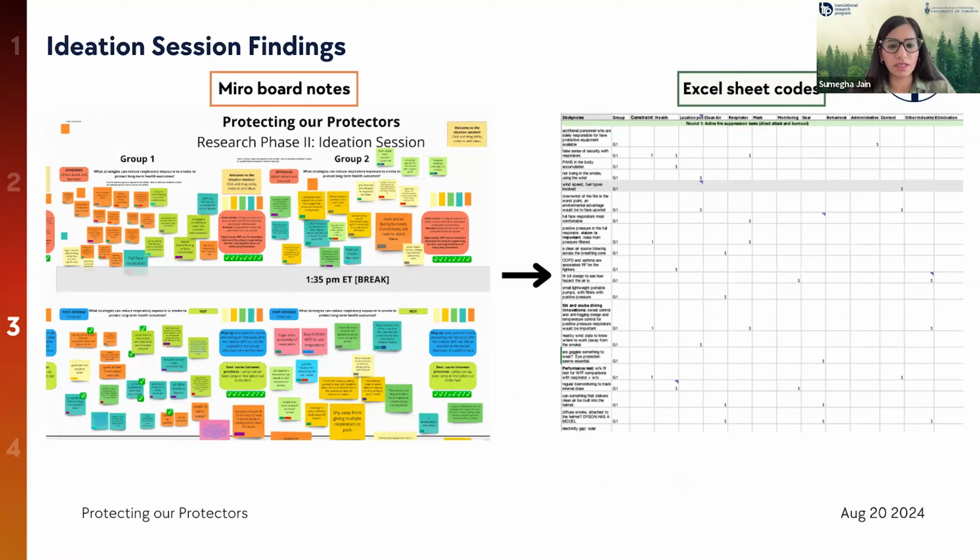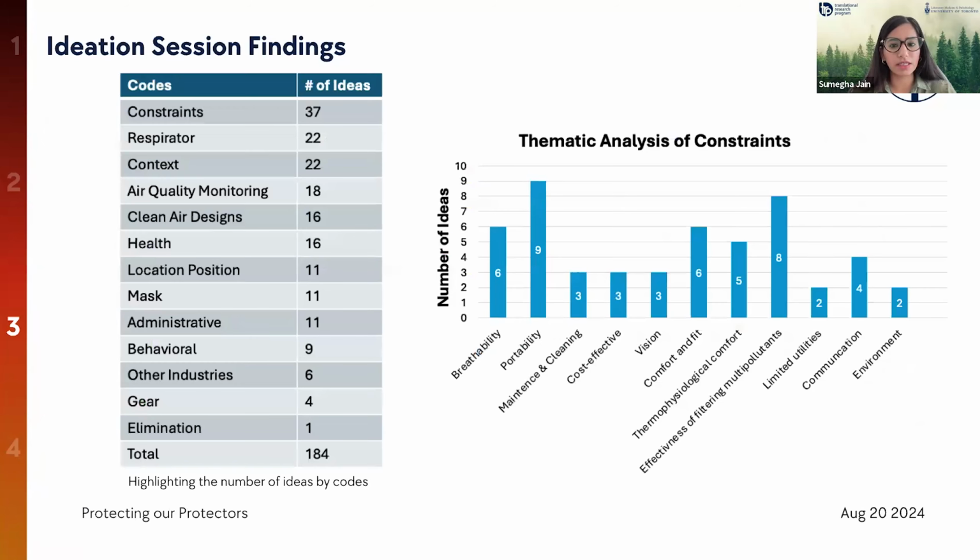The coding process involved numbering the ideas based on their frequency and relevance to overarching themes that emerged from the session. This method also allowed us to identify key patterns and prioritize the most critical concepts for further analysis. We gathered a total of 184 ideas. We then categorized them into 13 distinct themes.